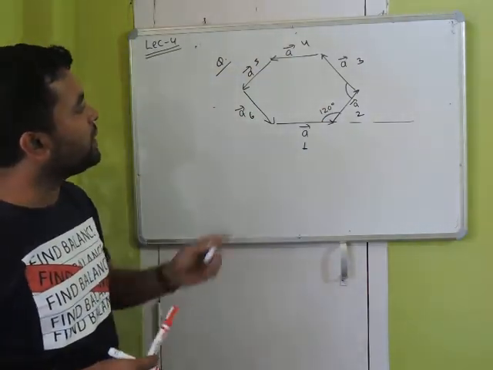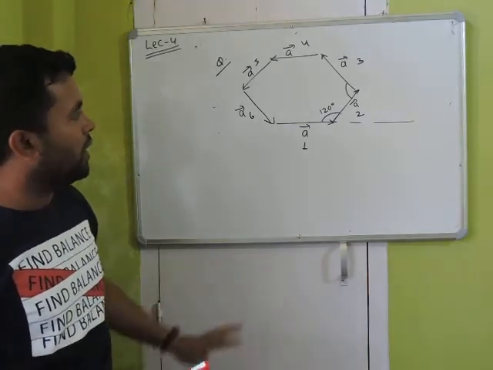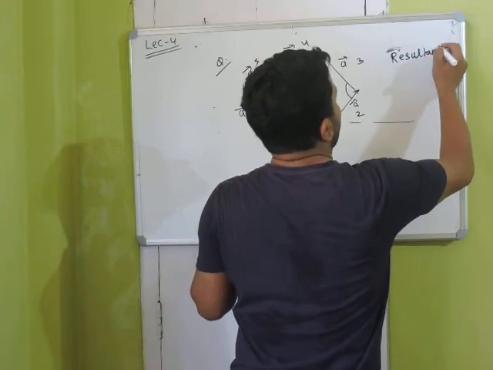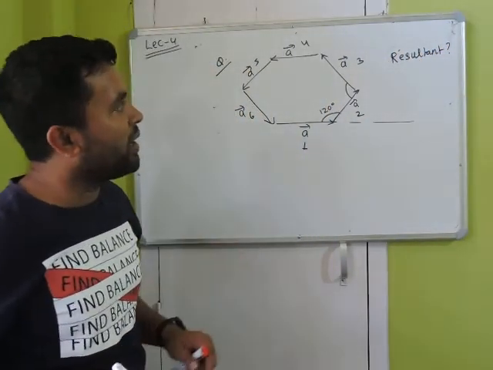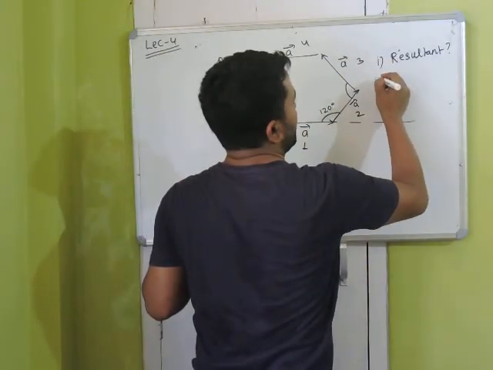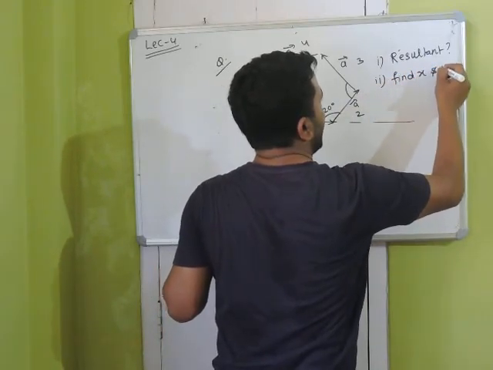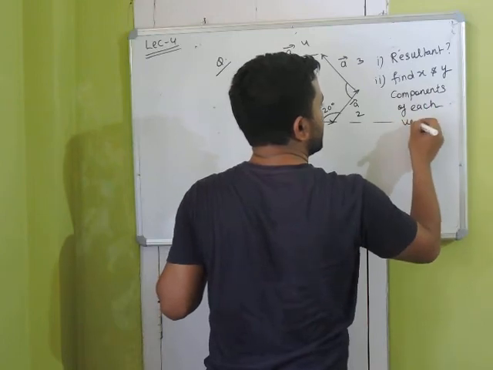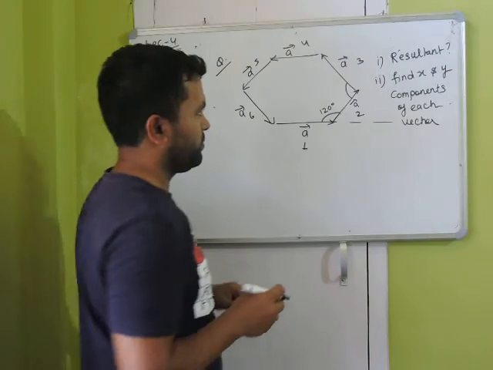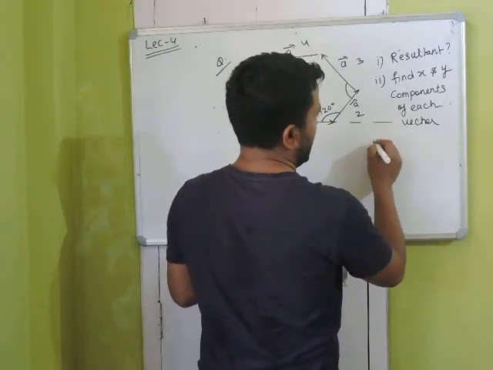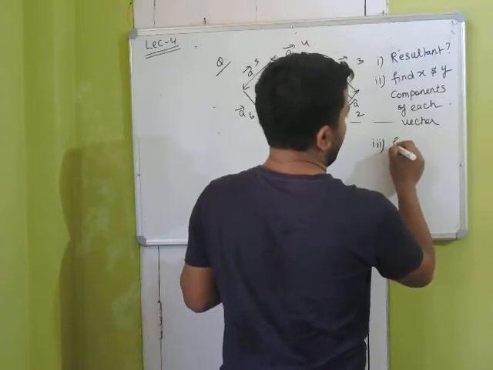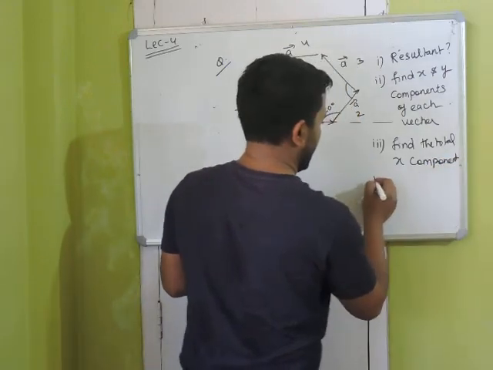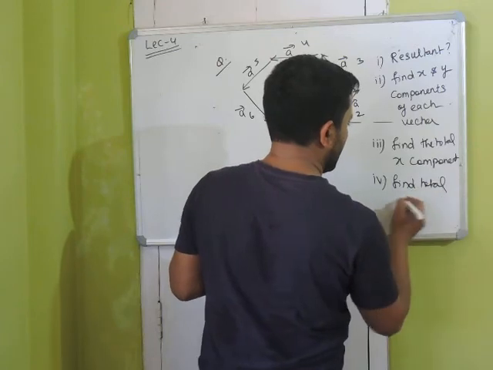The question is, what is the resultant of all these vectors? Some of you can answer it very easily. And second part is find x and y component of each vector. And then third, find the net x component, find the total x component, and fourth, find total y component.